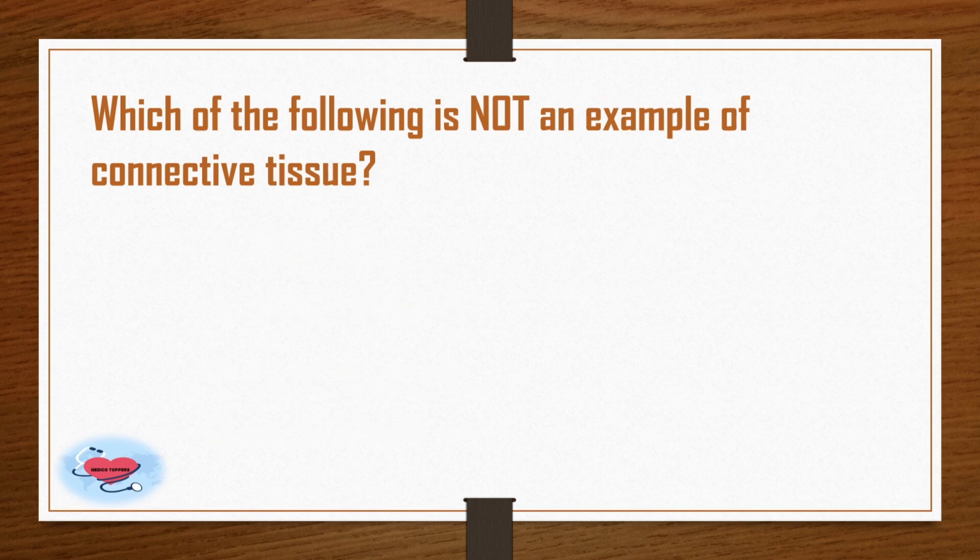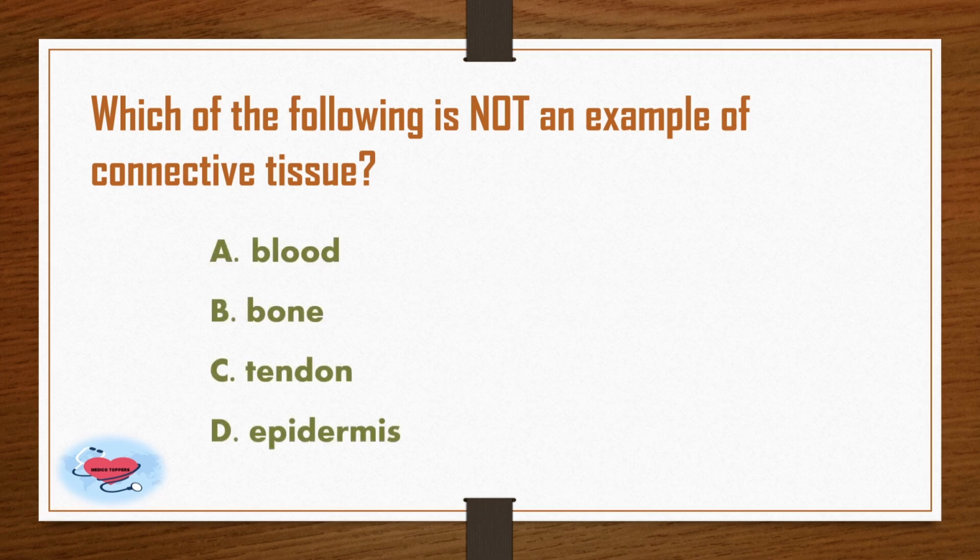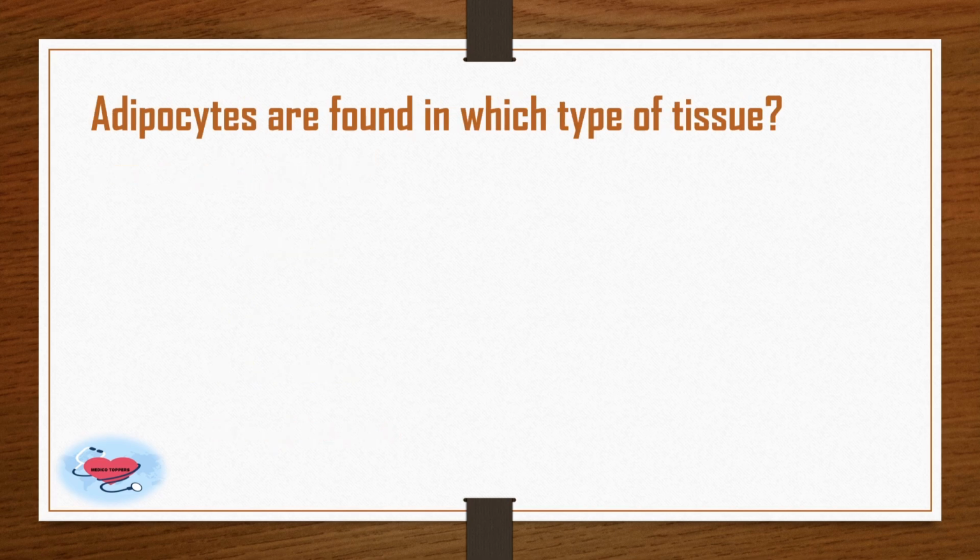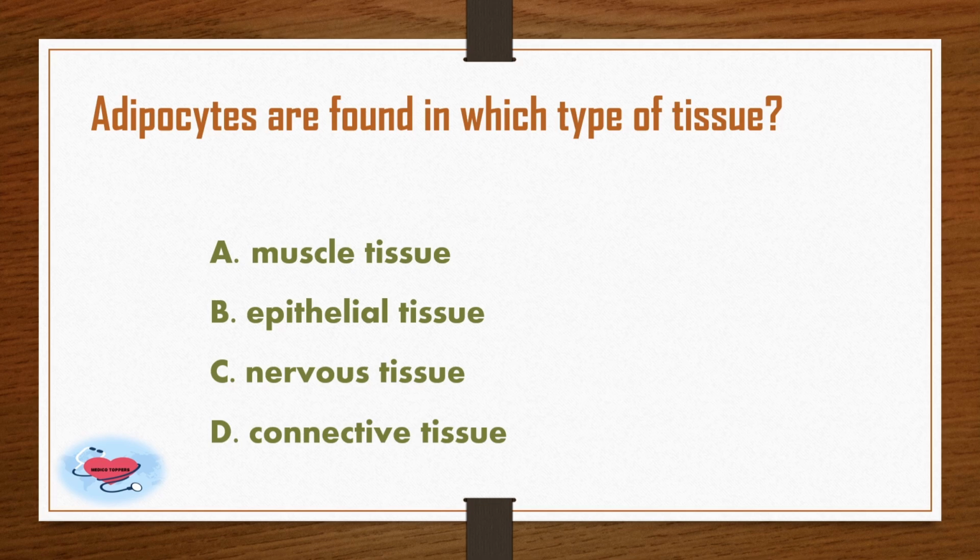Which one of the following is not an example of connective tissue? Blood, bone, tendon, epidermis. Answer is D, the epidermis. The epidermis is epithelial tissue. Next, adipocytes are found in which type of tissue? Muscle tissue, epithelial tissue, nervous tissue, or connective tissue? Answer is D. Adipocytes are found in fat, which is adipose tissue, which is a type of connective tissue.